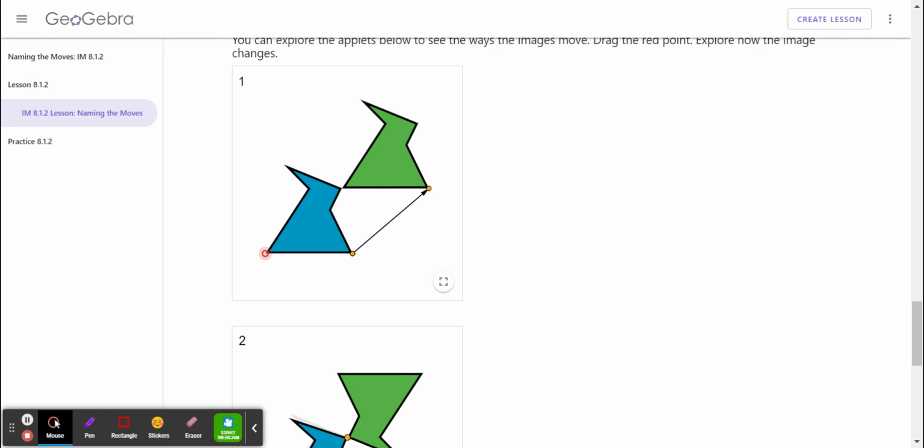Go ahead and answer the exit ticket, which is located in today's main folder. And once you've answered the exit ticket, the practice 8.1.2 is tonight's homework. And so you can go ahead and work on that after you finish the exit ticket.